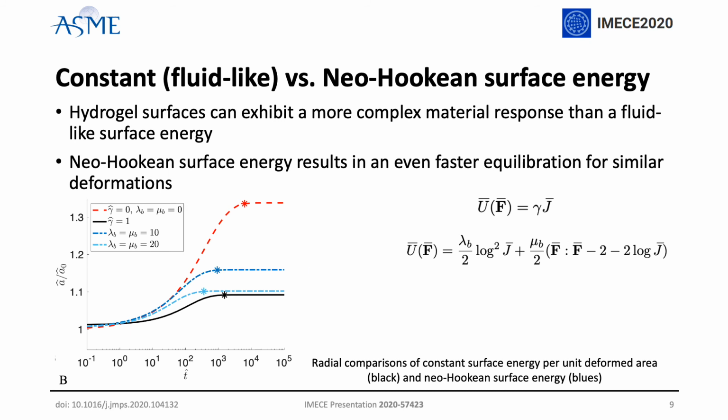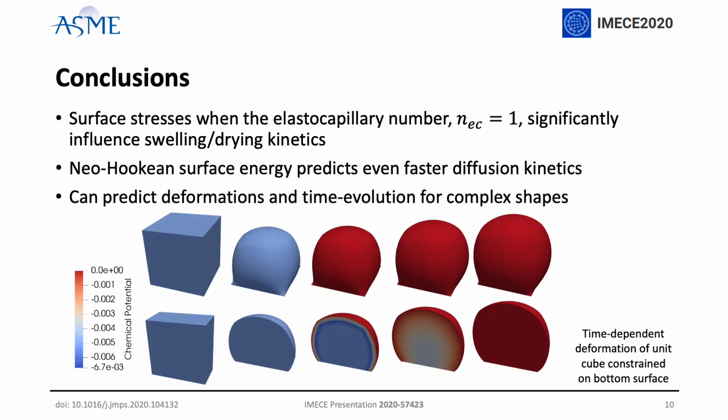Just as shown in the slide before, the constant surface energy case shows a faster time to equilibrium, but now we can observe that for cases with similar final deformation, a neo-Hookean surface energy yields an even faster equilibration time. These results indicate that neglecting surface elasticity of hydrogel microspheres may significantly overestimate equilibration time.